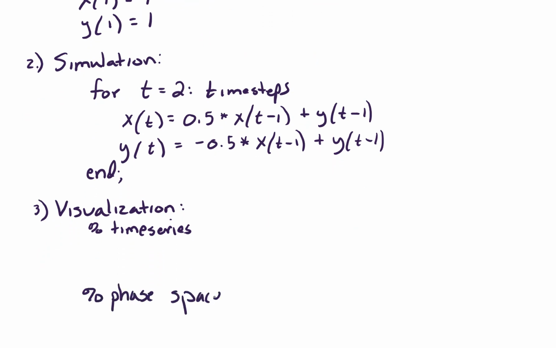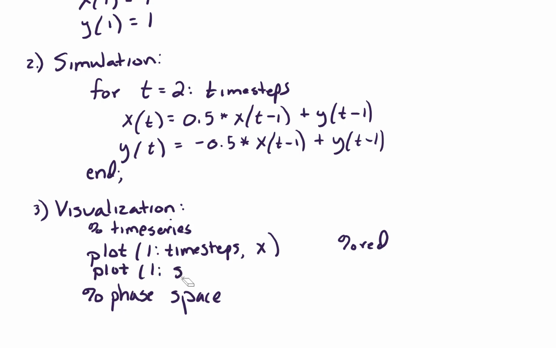Okay, so for the time series, we want to do some plotting here. We want to plot maybe 1 up to time steps and take a look at our x variable, and maybe we could make this red. And then we also want to do another plot, 1 up to time steps on the horizontal axis. And we'll plot the number of square meters of grass we have. Maybe we could put that in green for grass or something, or blue, doesn't matter. But we want to put different colors there so we can see which curve is the cow curve and which curve is the grass curve.